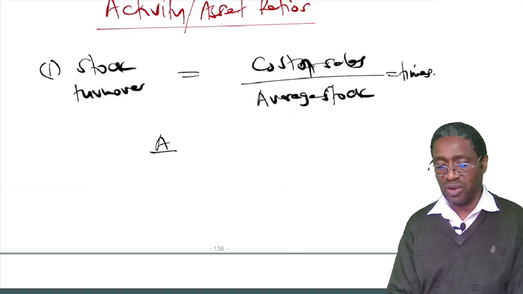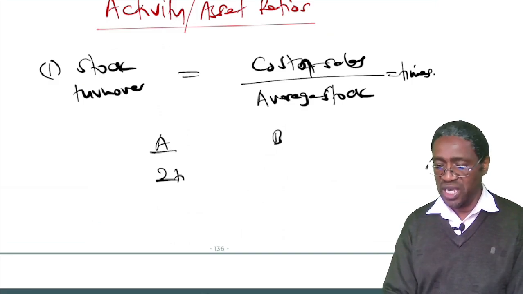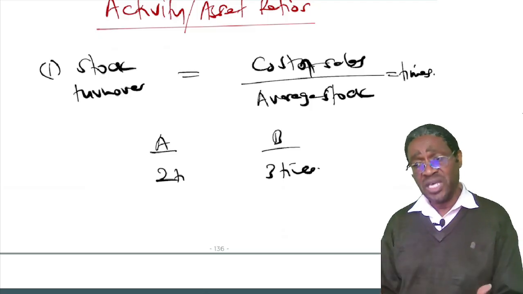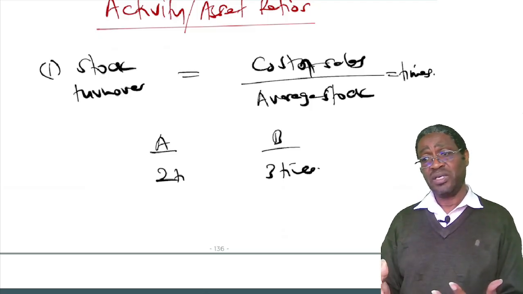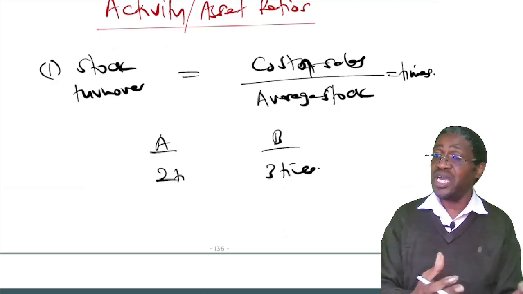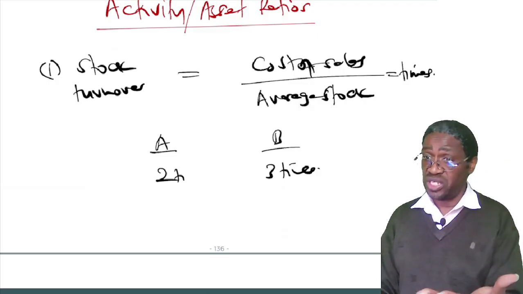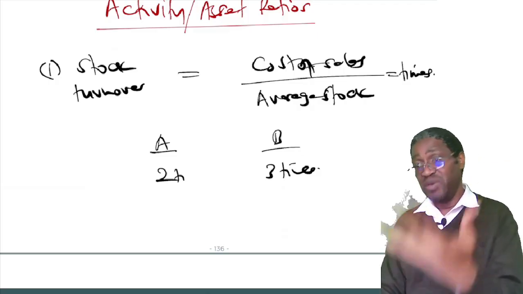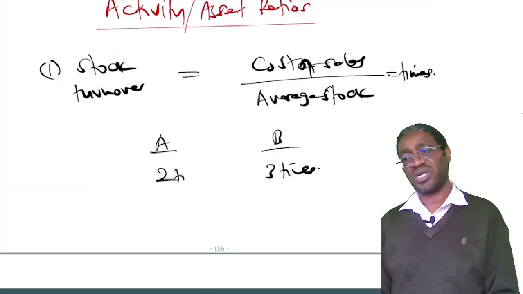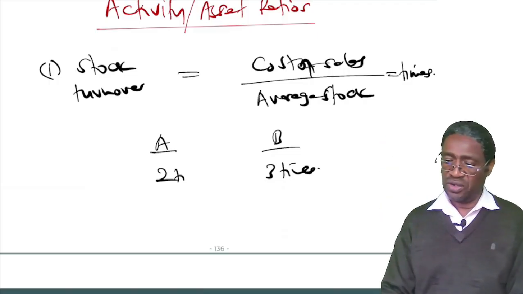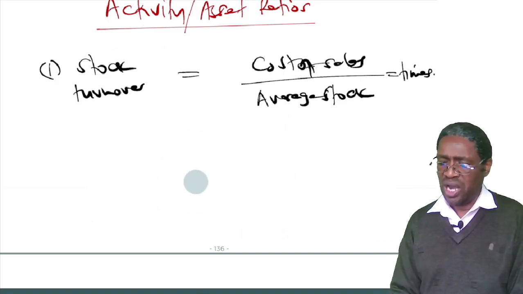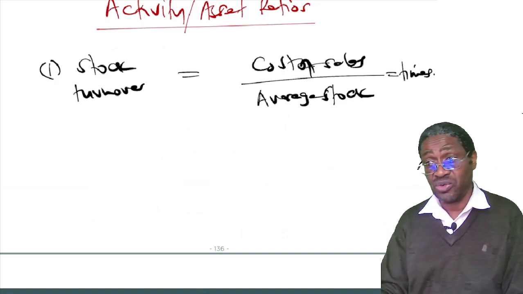If, for example, company A has their stock turnover being 2 times, and company B has their stock turnover being 3 times, obviously company B is better. Why? Because they are able to turn their stocks into sales more times than company A. Company A turns their stocks into sales 2 times in a year. Company B turns their stocks into sales 3 times in a year. Okay? So B is better. Good. So that's the purpose or the indication of this. How many times are you able to turn your stocks into sales?